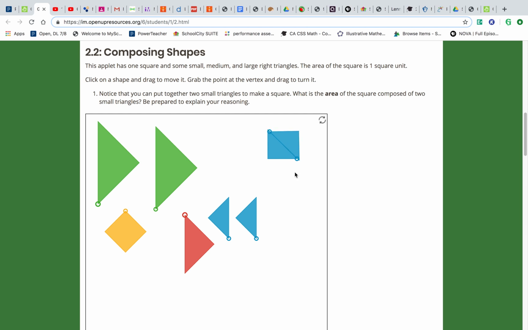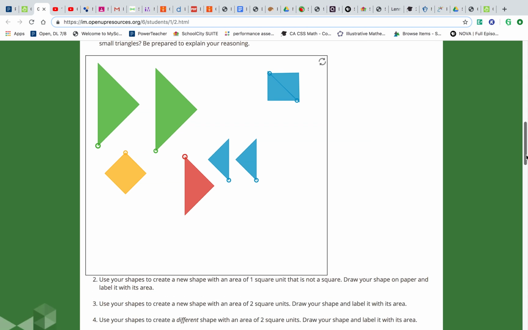Okay, so we would say, what is the area of the square if it's composed of two small triangles? Well, the two small triangles, we made it into the square, so it's one square unit. Okay, so they cover the exact same area, even though they were different shapes and we had to kind of move things around a little bit. Some other things they wanted us to look at.